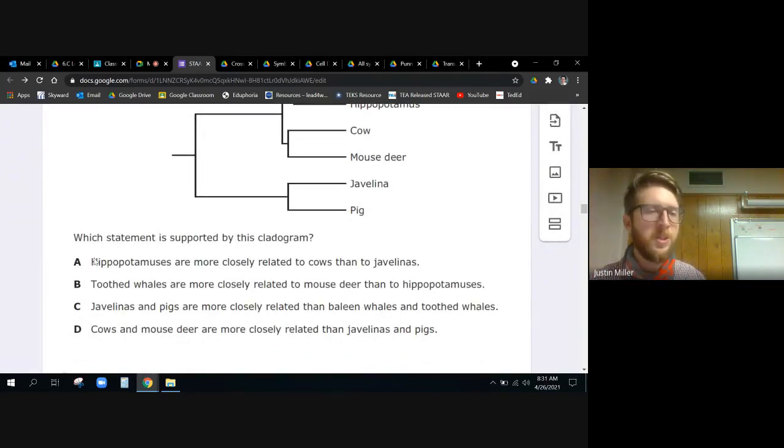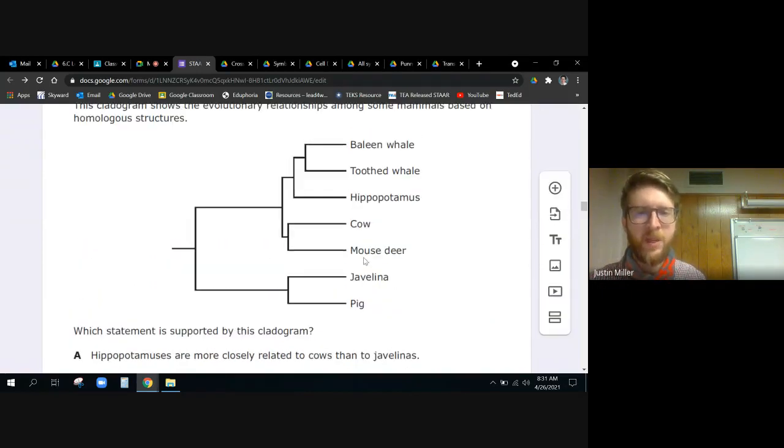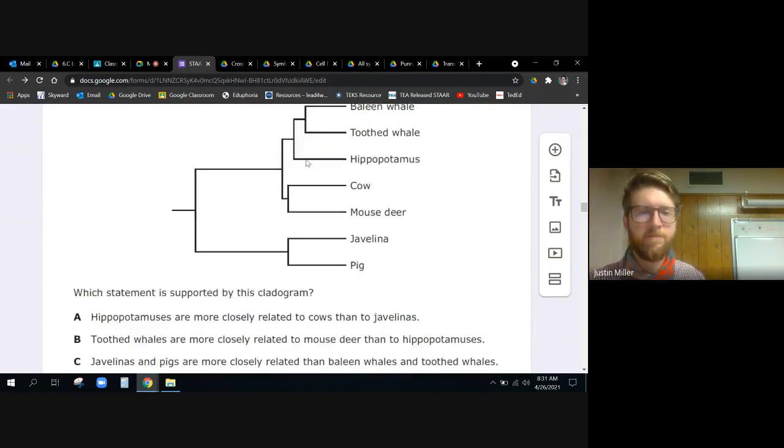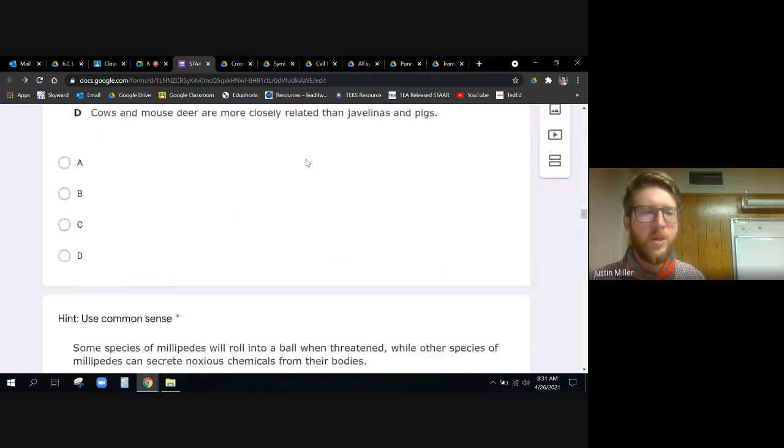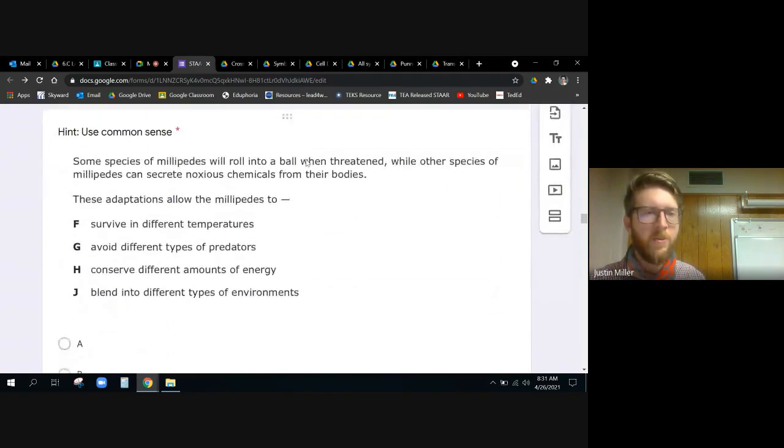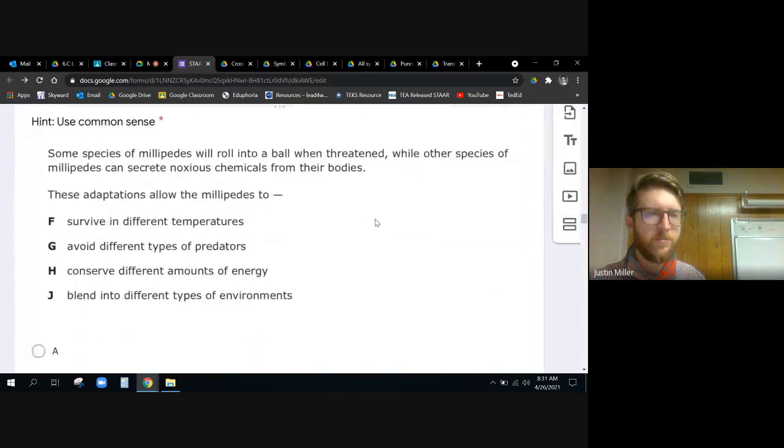But just to prove it to you, let's pick one of these other ones, like toothed whales are more closely related to mouse deer than to hippopotamuses. If you go up here to toothed whale, it says they're more closely related to mouse deer than they are to hippopotamus, and that's not true, obviously. So, all right, that one was pretty easy.